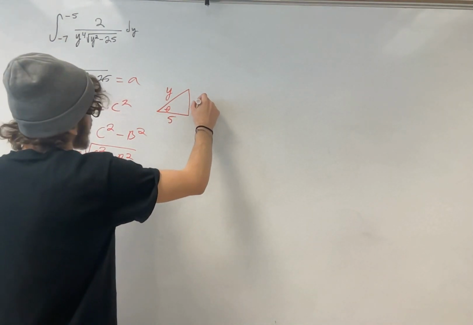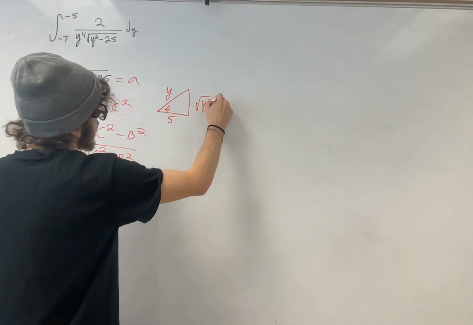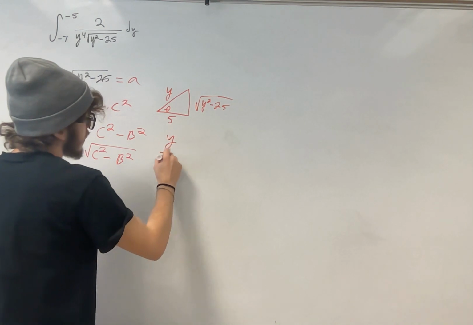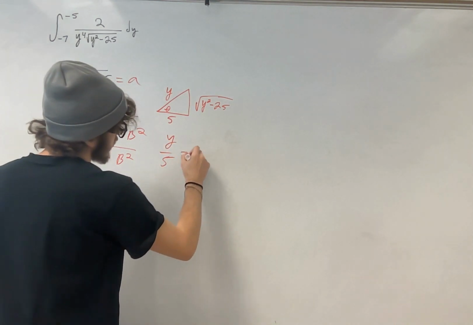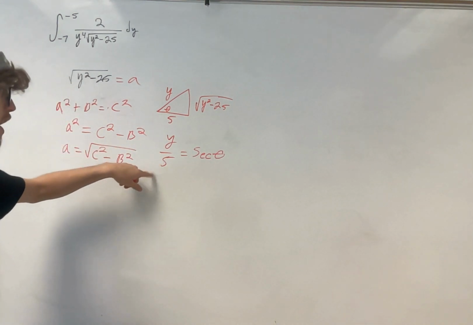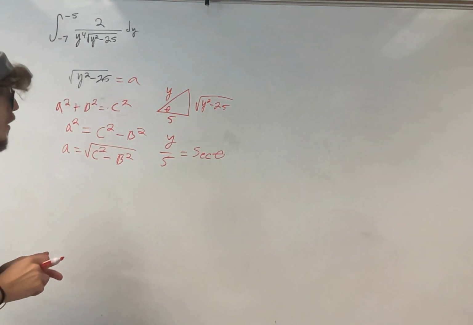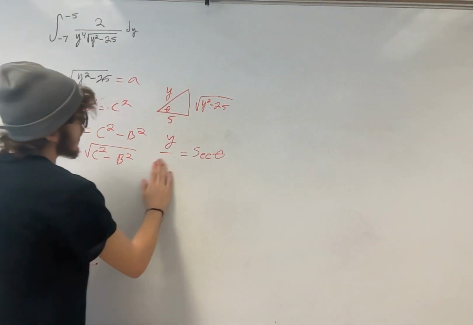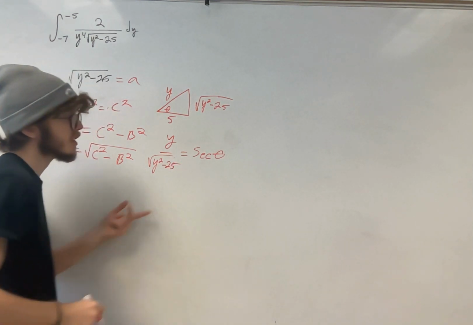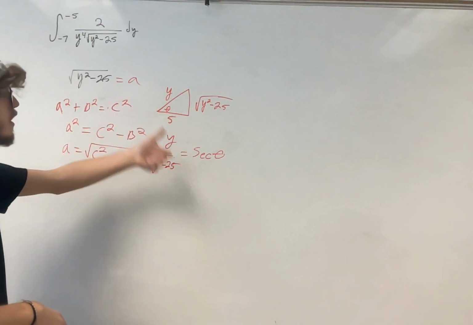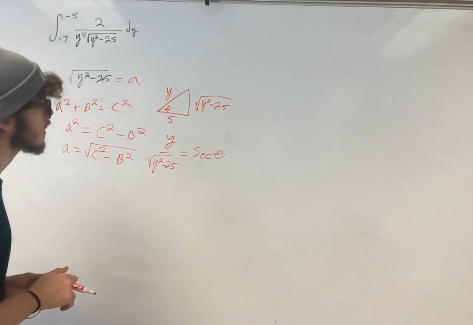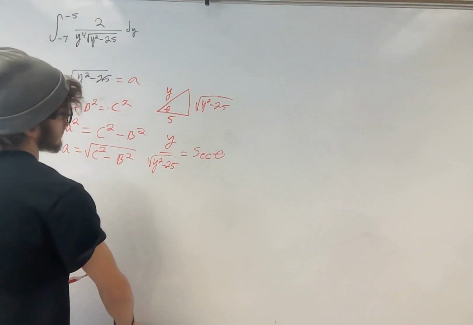Like this here, y squared minus 25. This will give me y over 5 with respect to secant. So secant of theta equals y over 5. If I did it the other way, it would be y over the square root of y squared minus 25. You've probably seen the formula before. If you have this scenario, you have to put it equal to secant. This is kind of the proof behind it.